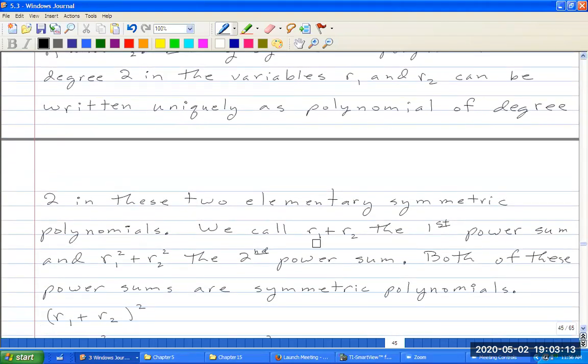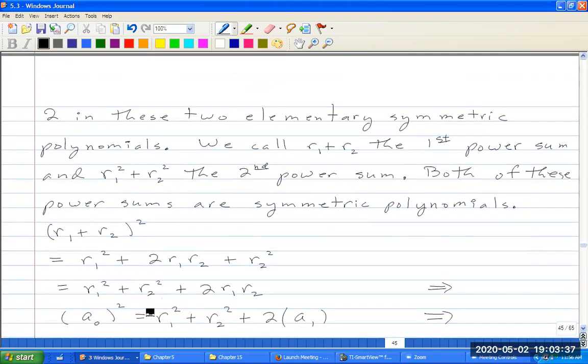We call r1 plus r2 the first power sum. We call r1 squared plus r2 squared the second power sum. Both of these power sums are symmetric polynomials. Note the following. (r1 plus r2) squared is r1 squared plus 2 r1 r2 plus r2 squared. That's just the special product formula. Let me write r1 squared and r2 squared together. So this is r1 squared plus r2 squared plus 2 r1 times r2.